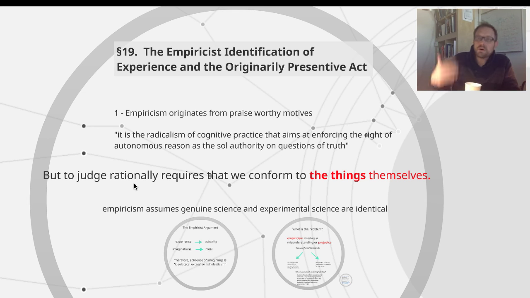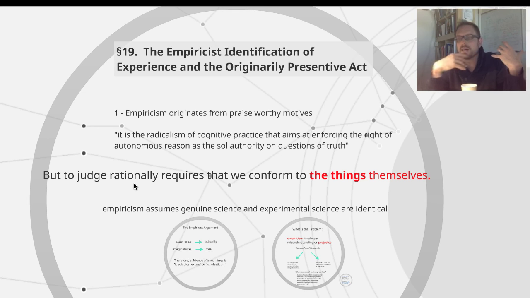They're given to me on a moment-by-moment basis, right? And the edict of reason here, this radicalism that he thinks the empiricist conforms to, while on the one hand it originates from praiseworthy motives, on the other hand it mistakes the principle, right? The principle, he thinks, is not that our knowledge has to ultimately be verified by our experiences, or that our experiences guide what exactly can be known, but rather that to judge something rationally means that our judgments conform to the way things are.